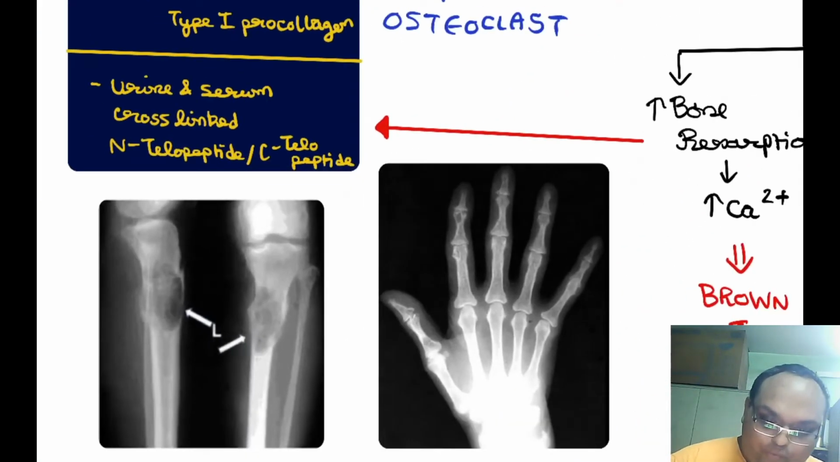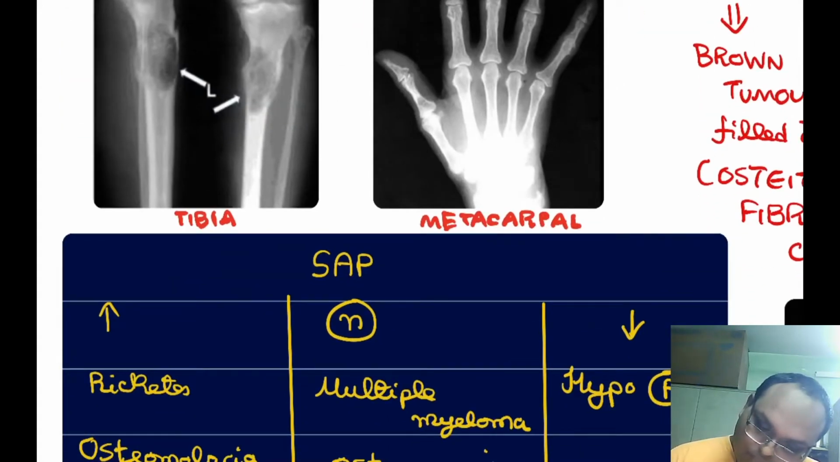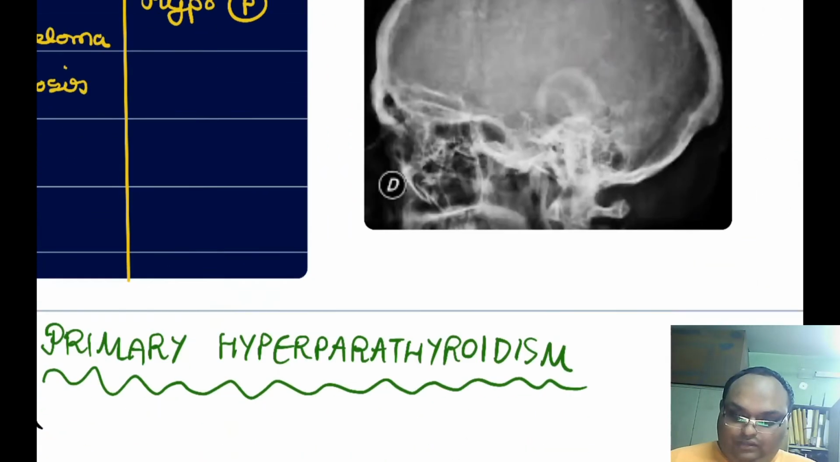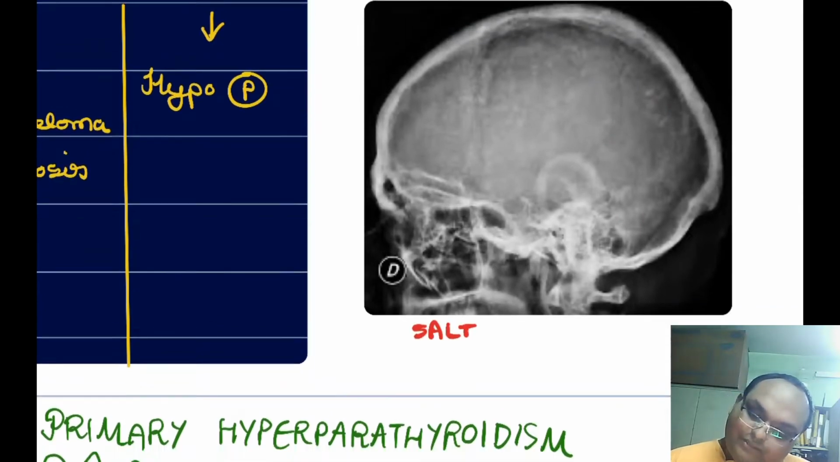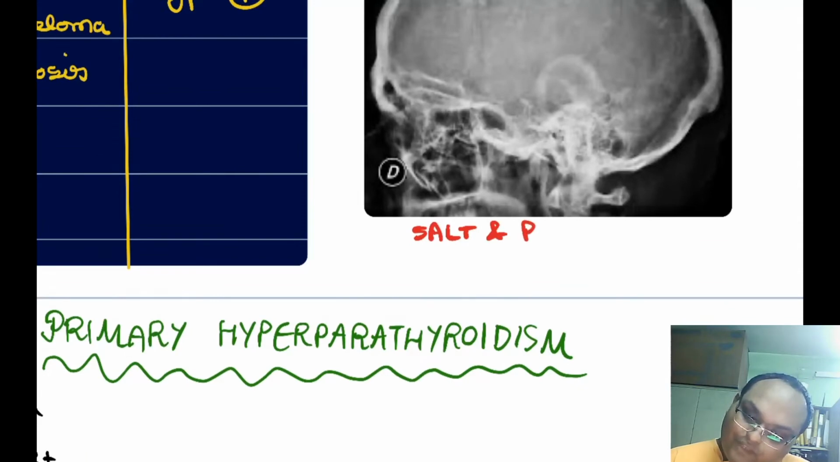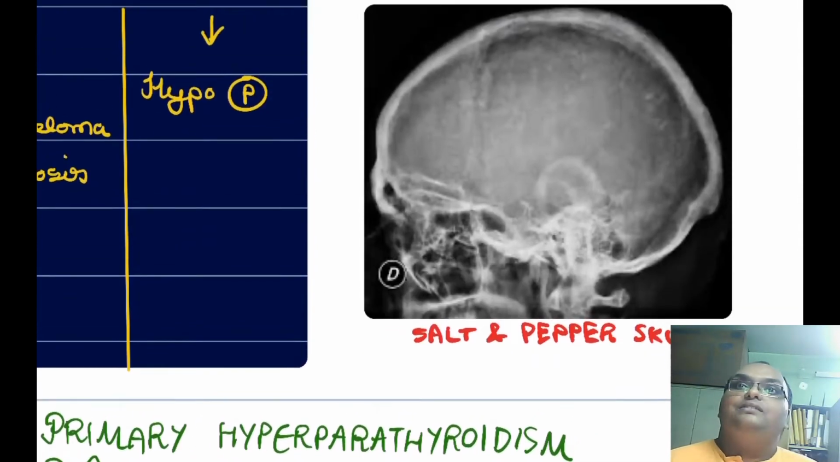Good. So that is what we were talking about, and these are the common sites where it is found. I hope you are aware of that. This is in the tibia, and this is in the metacarpals. Right. This obviously you can understand is the salt and pepper skull, seen in hyperparathyroidism. Why does it happen?